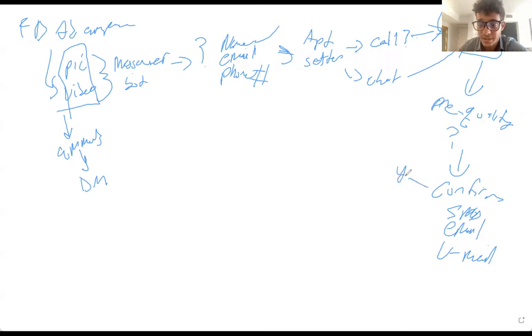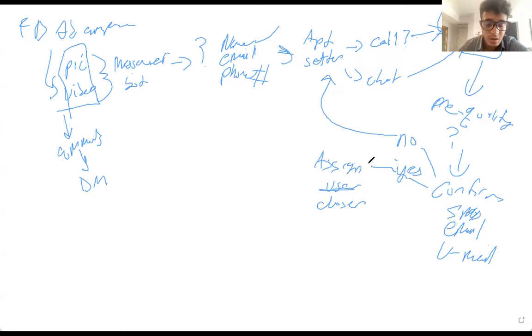Let's say they reply yes. Actually, first, say they reply no, or they don't respond or don't show up. No goes right back to the appointment setter to reschedule or recall. If they say yes, great. Then the appointment setter puts them into another column, assign closer, that automatically assigns them to a closer.